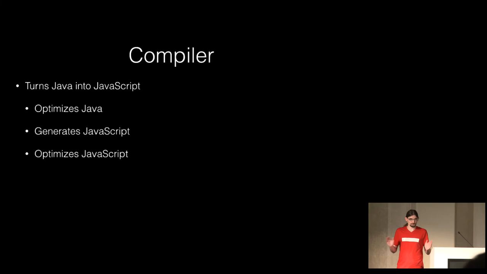So without further introduction, we've got a compiler, right? We're going to call it a compiler for the sake of this talk and for other talks. And our purpose is to turn Java into JavaScript. That's pretty much what we're here for. And along the way, the compiler optimizes Java, then it generates some JavaScript, and then it optimizes JavaScript.